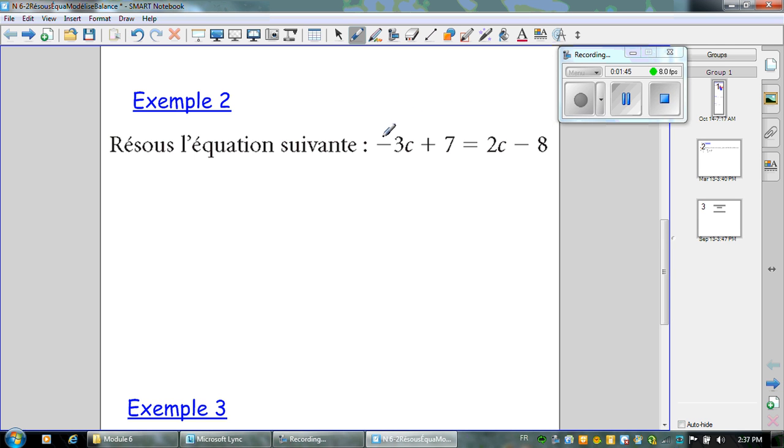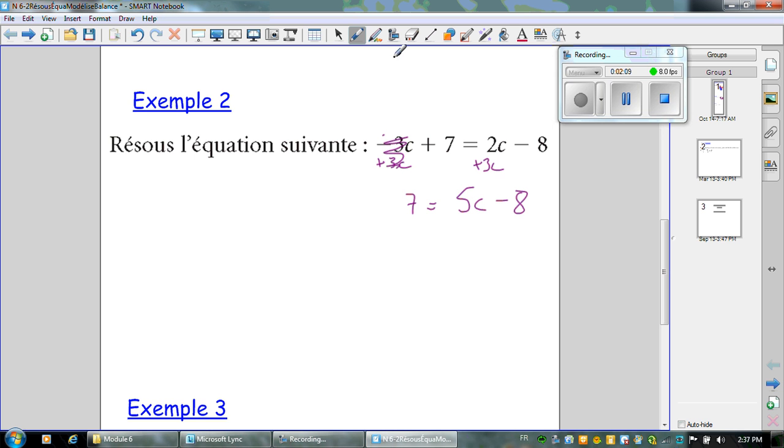So how am I going to get rid of negative 3? Well, to get rid of negative 3, you're going to have to add 3c. So if I'm adding 3c, then it's going to cancel out. But I can't just add 3c on one side. I'm going to have to add those 3c's over here. So I just changed my equation to 7 equals 5 times the number minus 8.